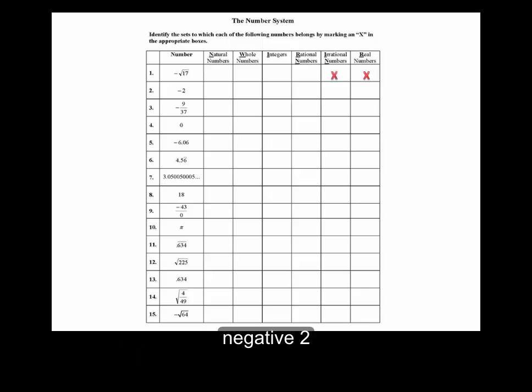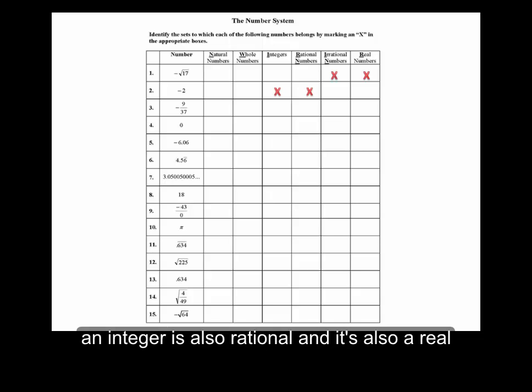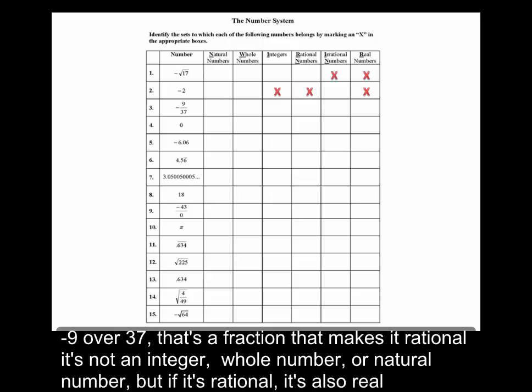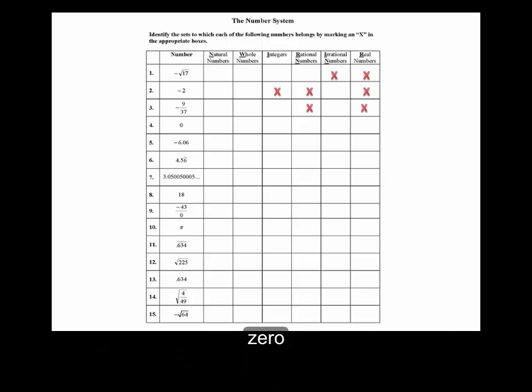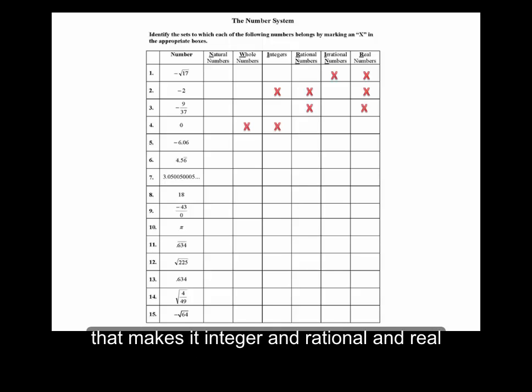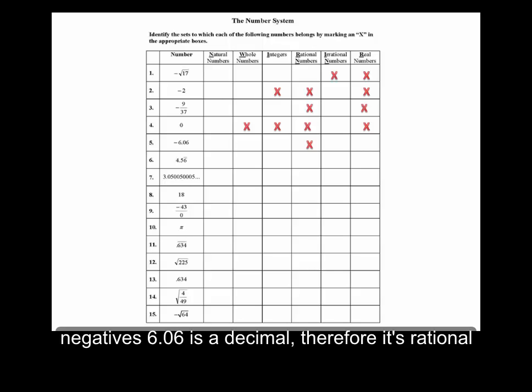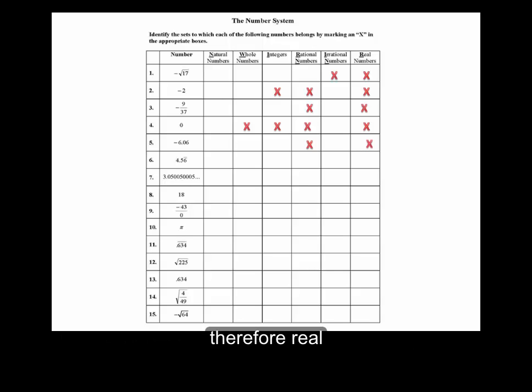Negative 2. Negative 2 is an integer. If it's an integer, it's also rational, and it's also real. Negative 9 over 37, that's a fraction. That makes it rational. It's not an integer, whole number, or natural number, but if it's rational, it's also real. 0. 0 is our first whole number. That makes it an integer, and rational, and real. Negative 6.06, this is a decimal, therefore it's rational, therefore it's real.